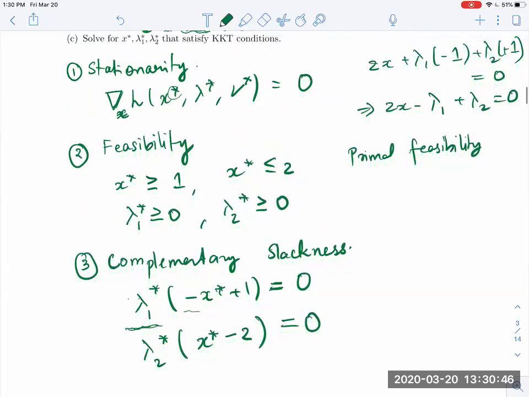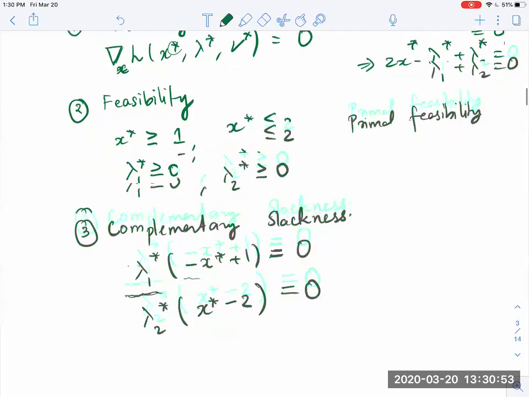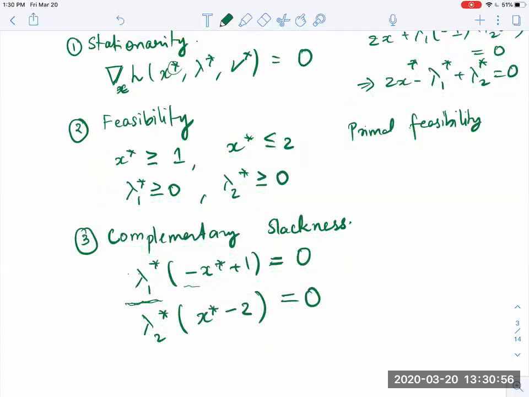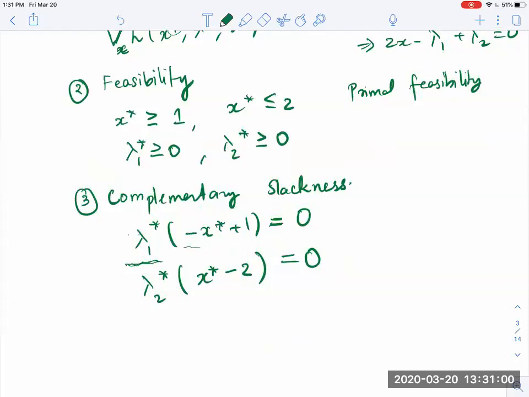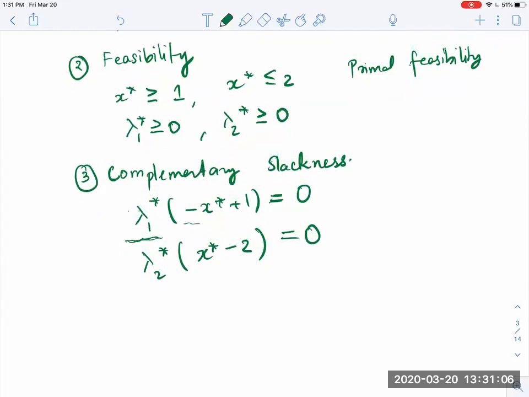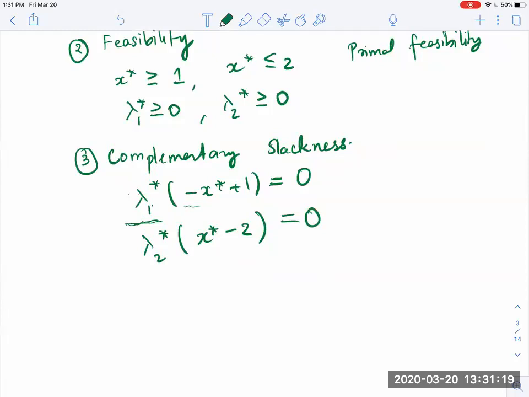So how do you solve this now? Our goal is to solve this for lambda 1 star, lambda 2 star, and x star. I'll tell you a general strategy I follow. I always start by looking at complementary slackness, because I find this is the most useful to start with. In general, you start making assumptions about which lambda stars are 0 and which are non-zero. So why does that help? For instance, suppose I assume lambda 1 star is positive and lambda 2 star is positive. That is, none of these lambdas are 0. Can such a set of lambdas satisfy KKT conditions?